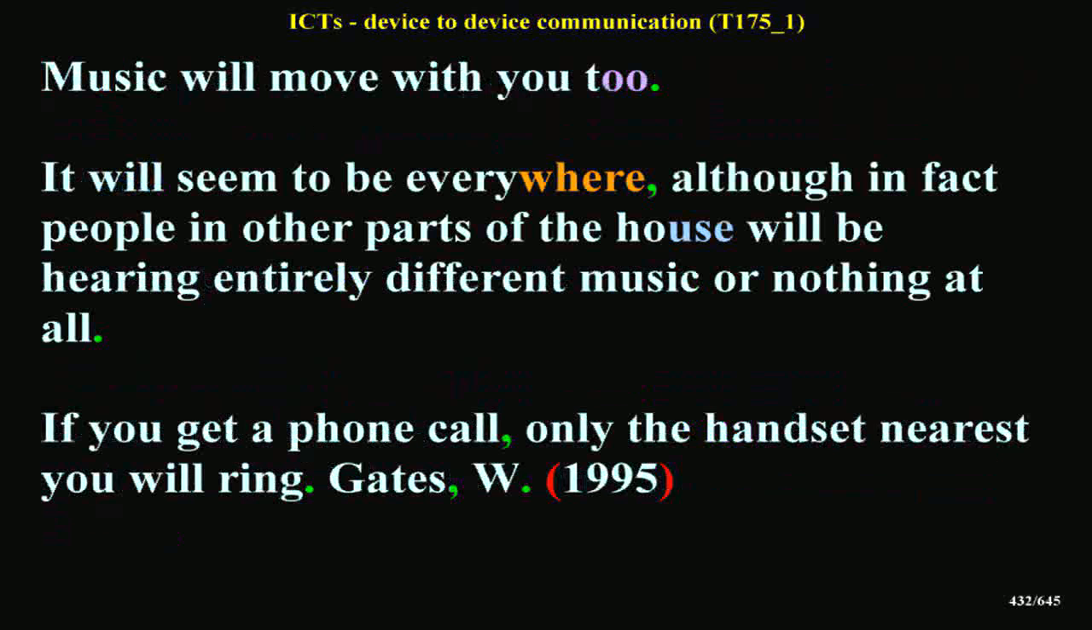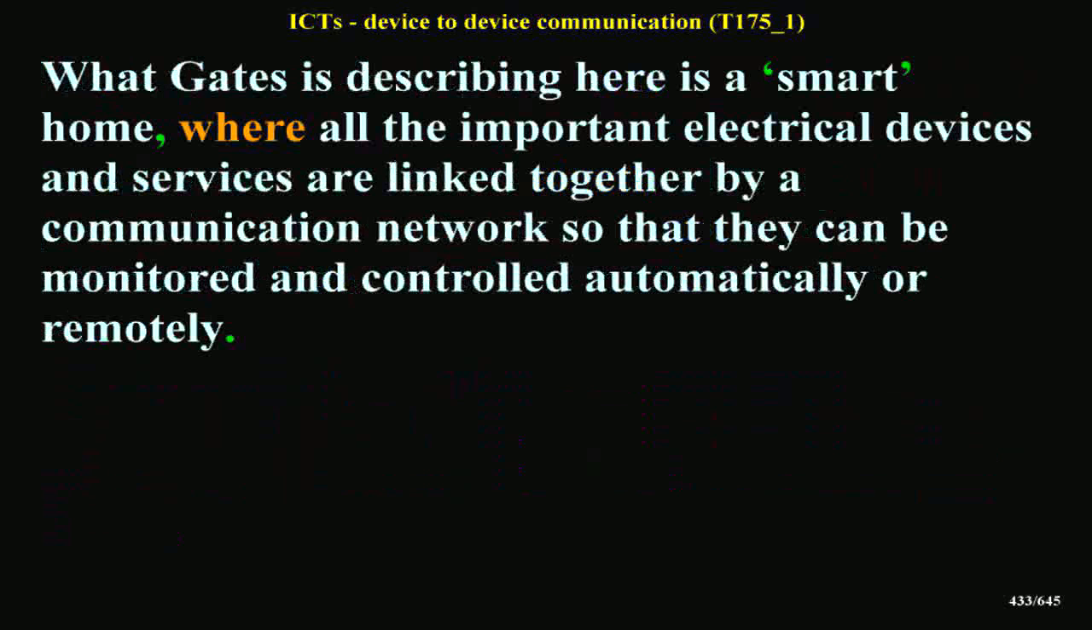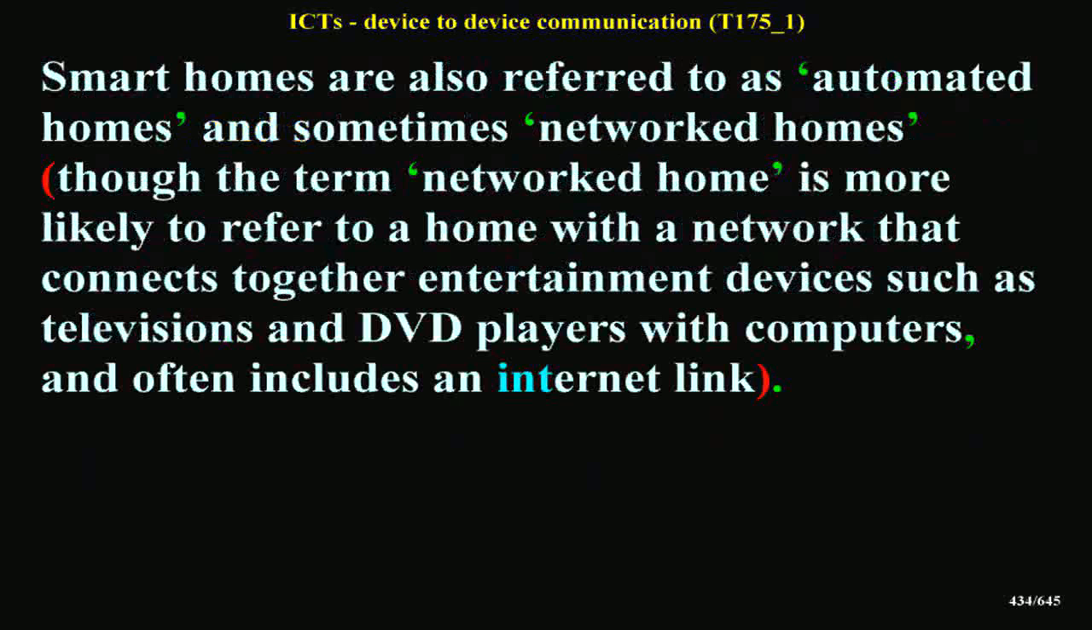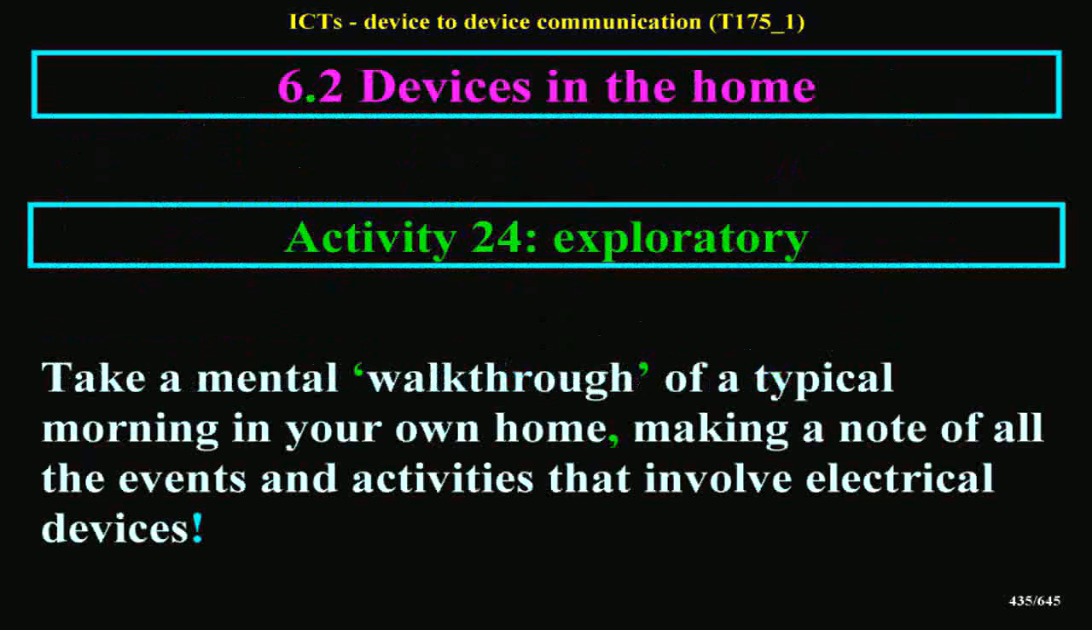Gates, W. 1995. What Gates is describing here is a smart home, where all the important electrical devices and services are linked together by a communication network so that they can be monitored and controlled automatically or remotely. Smart homes are also referred to as automated homes and sometimes networked homes, though the term networked home is more likely to refer to a home with a network that connects together entertainment devices such as televisions and DVD players with computers, and often includes an internet link.